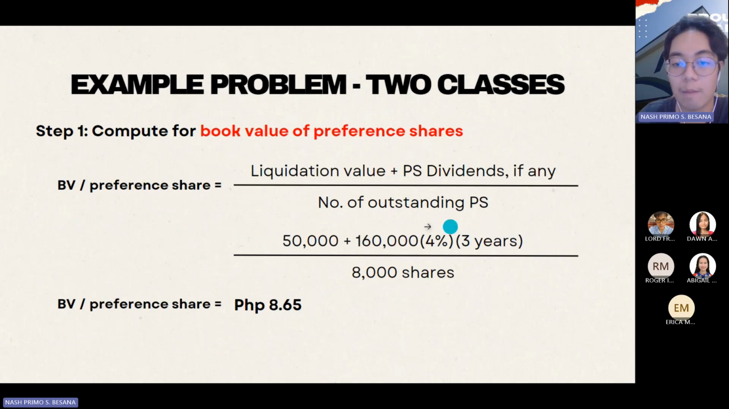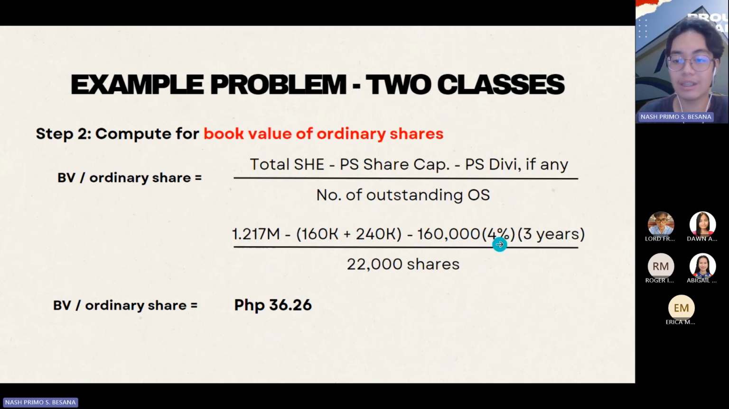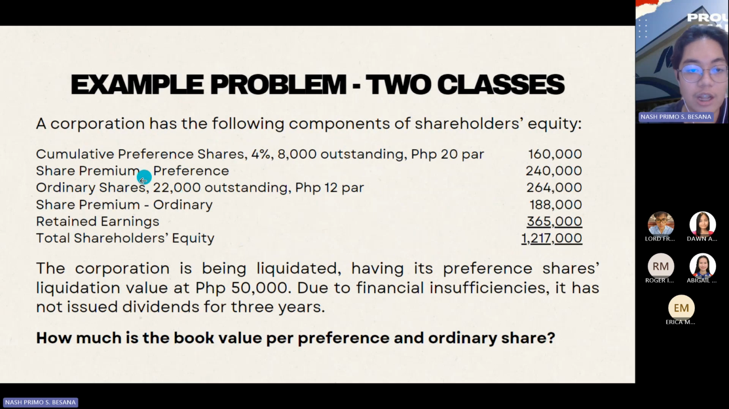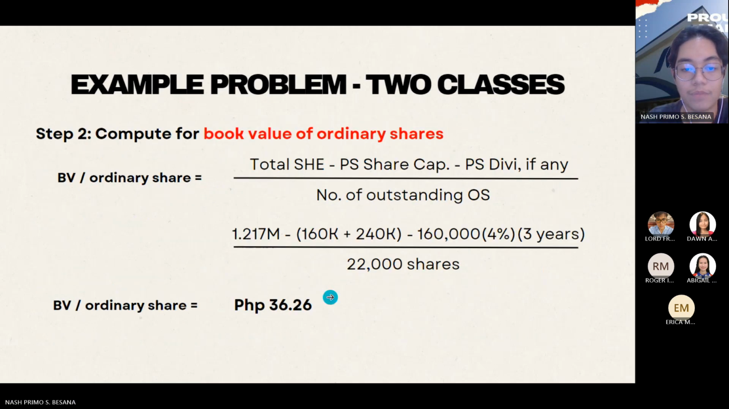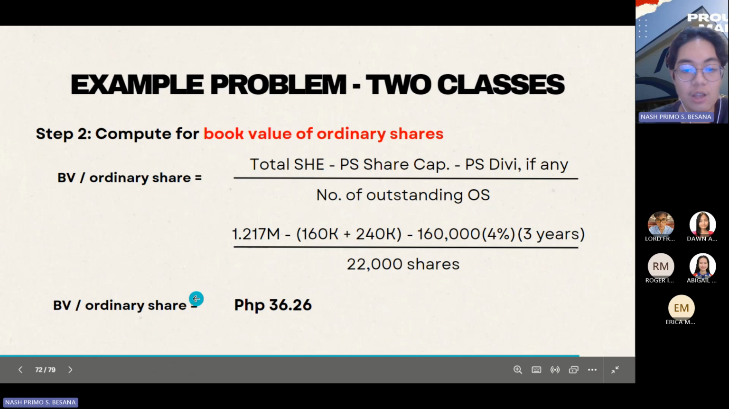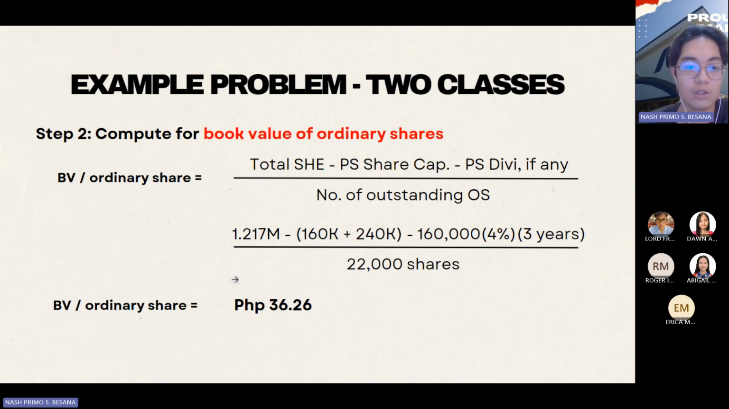Pwede nyo na lang i-copy yung part na to since same lang naman yan. 160 times 4% times 3 years. But this time minus siya. Minus yung share capital, minus din dividends, divided by outstanding OS na 22,000. So that would yield us book value na 36.26 pesos.